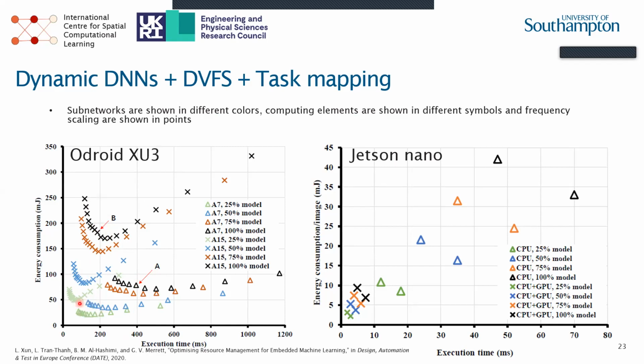Why is it a U shape? Well, because this is energy. Energy is time times power. If you reduce the frequency, the power gets reduced, but at some point the time gets longer. So you have this U shape.